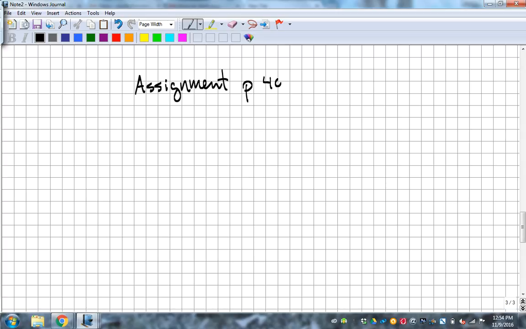On page 409, do 17 through 35. I believe is what I want to do. Yeah, 17 through 35. Let's just do the odd ones. That's 10 problems, 10 graphs. You've got to draw graphs on these, but it shouldn't take a ton of room for any of these. They're fairly small.